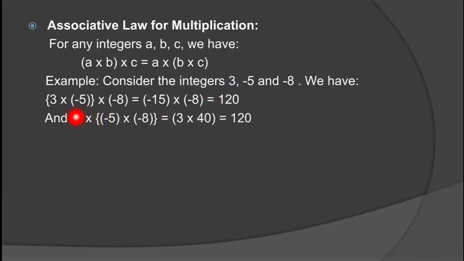So let us see. For the left hand side we have within curly brackets 3 into minus 5, and this product is multiplied by minus 8. So it can be written as minus 15, because 3 into minus 5 is equal to minus 15, and minus 15 is then multiplied by minus 8, which comes out to be 120. And for the right hand side we have 3 multiplied by, within curly brackets, minus 5 into minus 8. So it can be written as 3 into 40, because minus 5 into minus 8 comes out to be 40. So 3 into 40 is equal to 120. So it is clear that the given integers follow the law of association for multiplication.